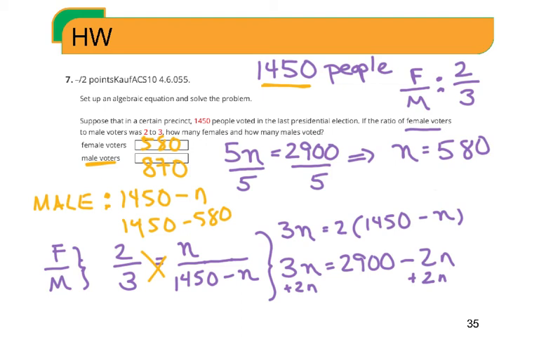And you could also do this. Put 580 in your calculator and divide it by 870. And this does equal 2/3. That's a way to check things when you're dealing with a proportion.